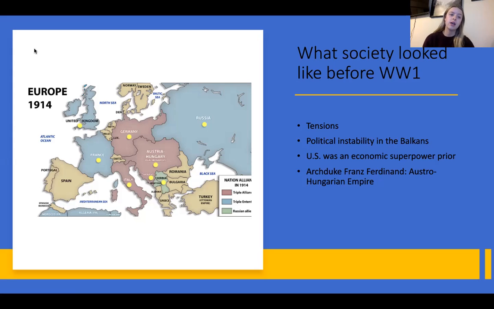Essentially, right before there were any declarations of war, Archduke Franz Ferdinand, a part of the Austria-Hungarian Empire, was assassinated along with his wife Sophie. And this assassination sparked war tensions between the two powers during this time.